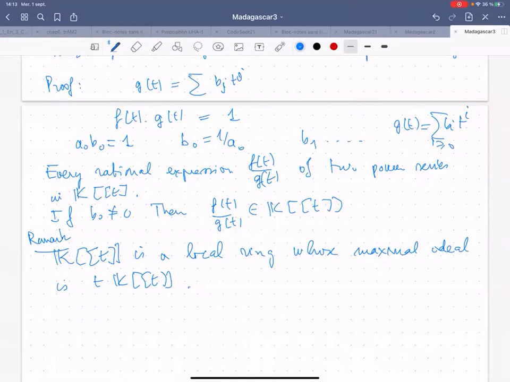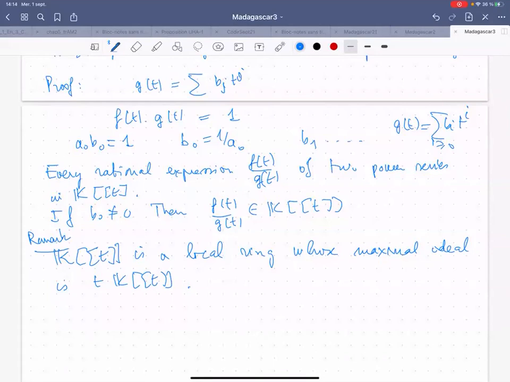Now, what about the topology of this K[[t]]? We can consider the t-adic topology here, and this space K[[t]] can be endowed with the t-adic topology. The subsets t^n K[[t]] form a neighborhood basis of zero. In fact, we say that K[[t]] is Hausdorff and complete with respect to this t-adic topology.